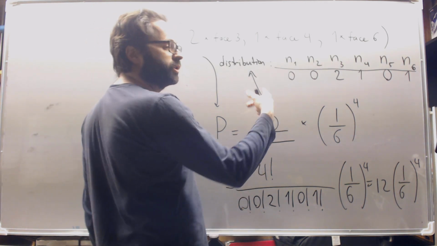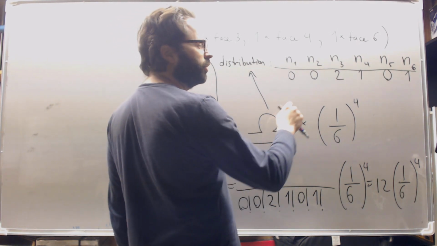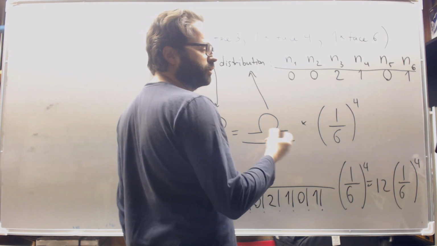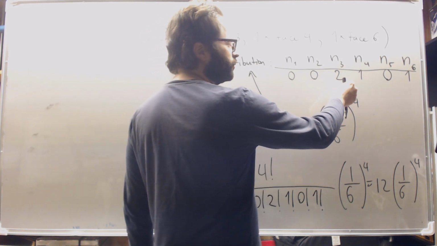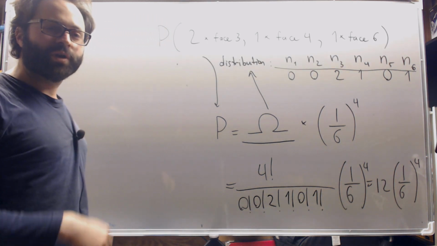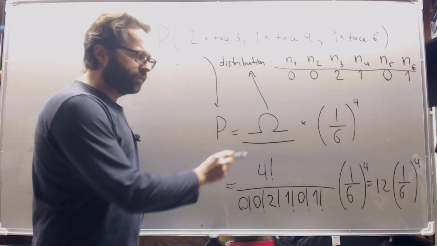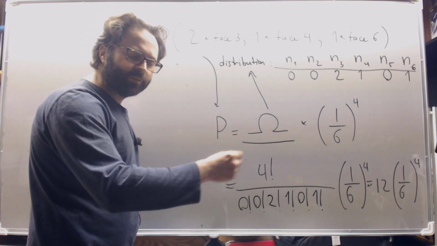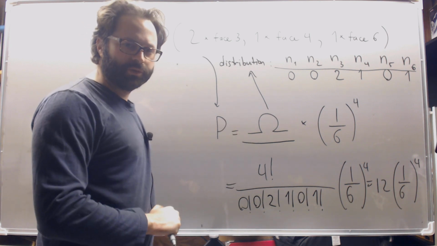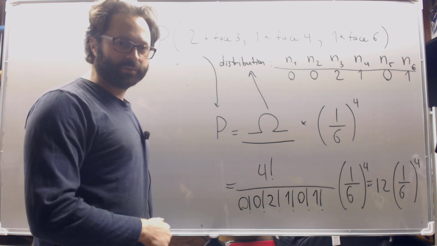For example, one distribution will be all 4 gave you face 1. Another distribution will be all 4 gave you face 2. Another distribution will be 2 face 3s, 2 face 4s. You would write down all of them. You would calculate the omega for all of them. You would add up all those omegas for all those distributions. And that's the total number of all possible outcomes.